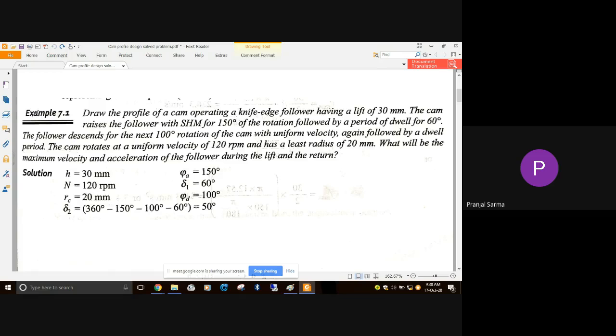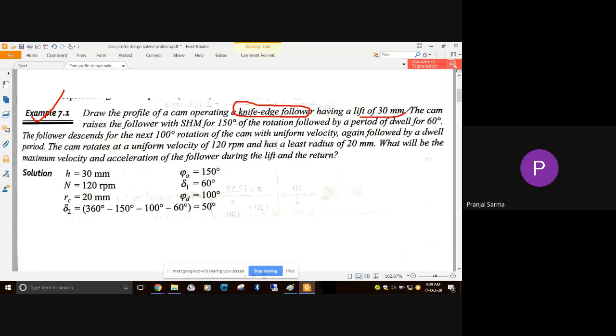So now the first example. First, always we have to see what is being given. Always your first task will be to look for the main important data that has been provided in the question. So what is the question? We'll just read it once. Draw the profile of a cam operating a knife edge follower. The first important thing you have found out from the question is that it's a knife edge follower problem, having a lift of 30 mm.